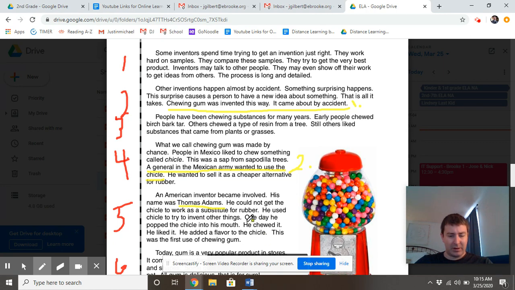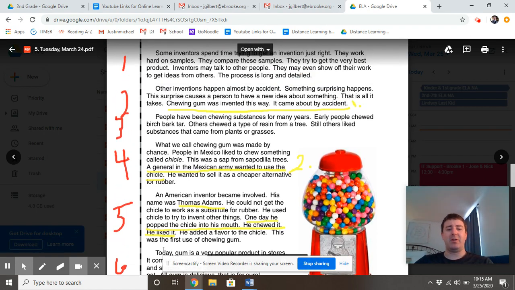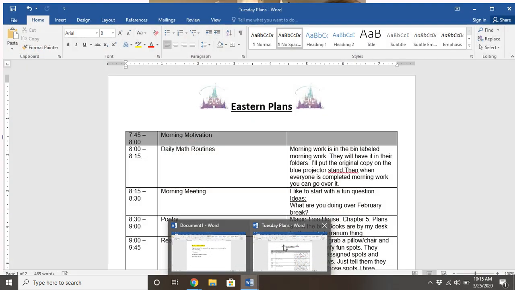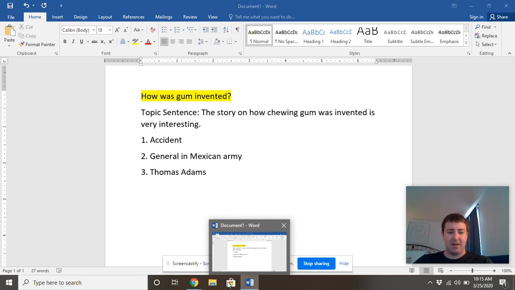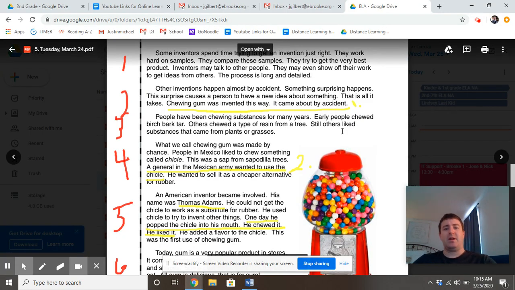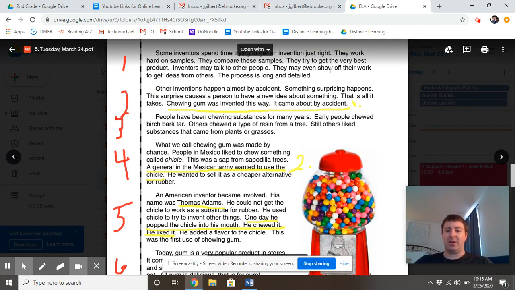And we're going to underline this piece that we talked about yesterday. One day he popped the chicle into his mouth. He chewed it, and he liked it. Yum. Okay, so now that we have that, we have our evidence back here. We're going to go ahead and we're going to write this together. So again, maybe you have a little bit different plan than Mr. Gilbert. Let me get that out of the way. But I'm going to use the 3 bullet points here, the 1, 2, 3 that we talked about yesterday.